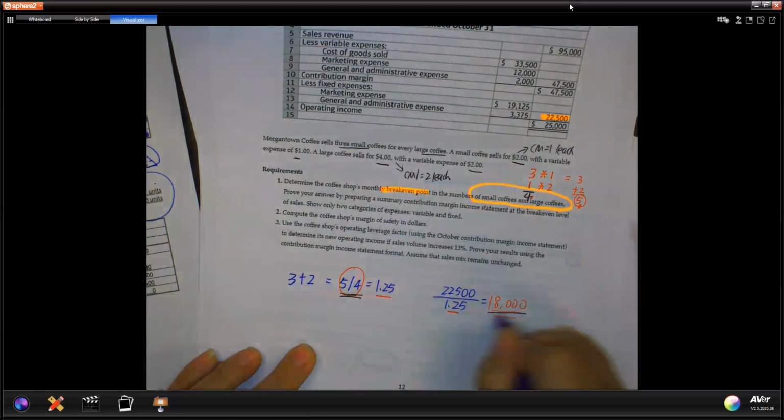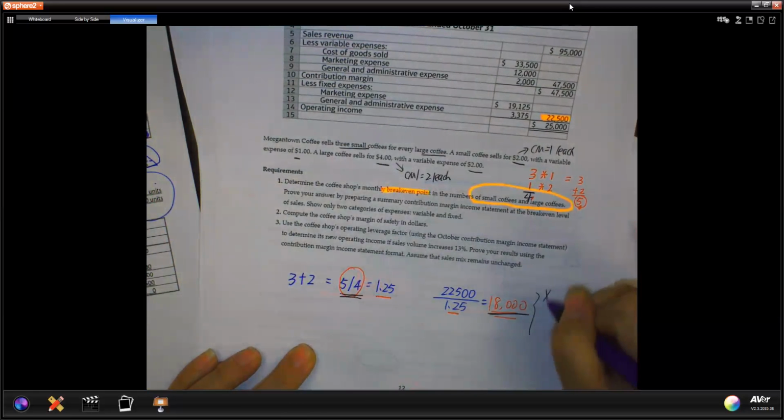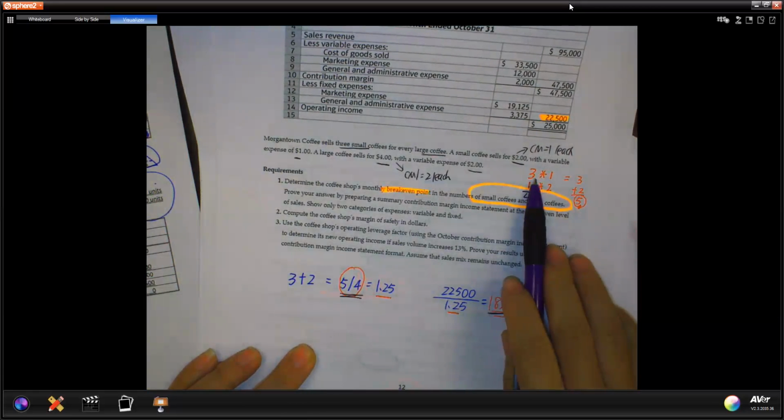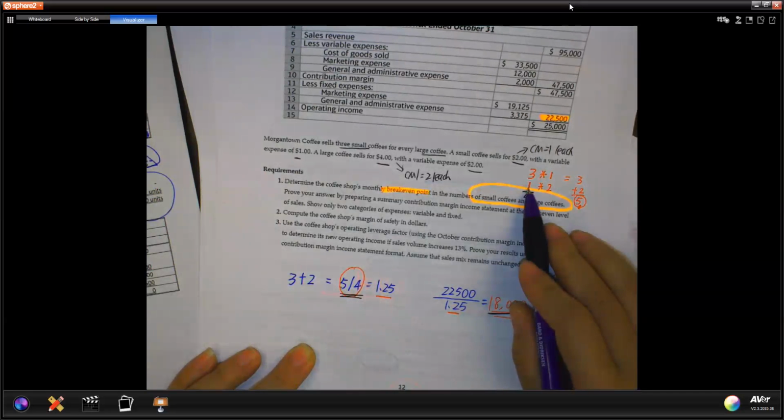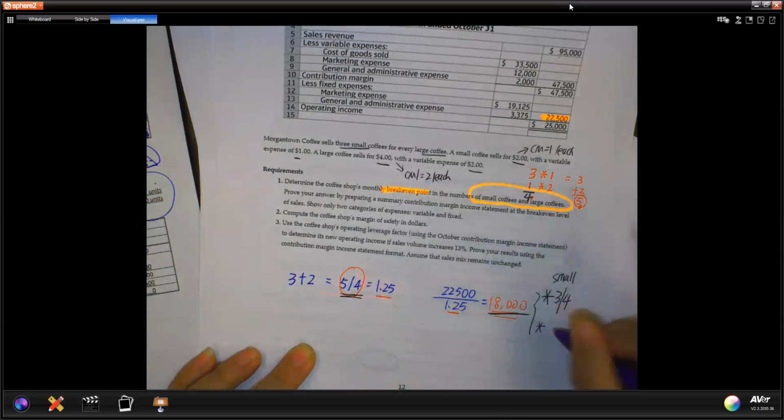And then we said out of these 18,000 units, remember we said out of the 4 units, 3 are small ones. So you times 3 out of 4, that gives you small. Your large is 1 out of 4, so you times 1 out of 4, that gives you large. So the small one will be 13,500 units. The large one is 4,500 units. That's the break-even point units.